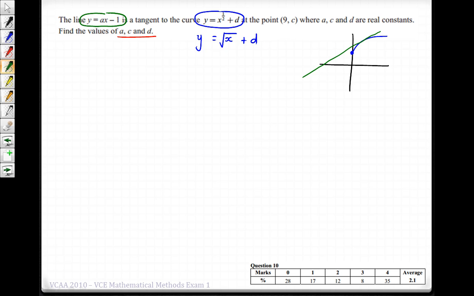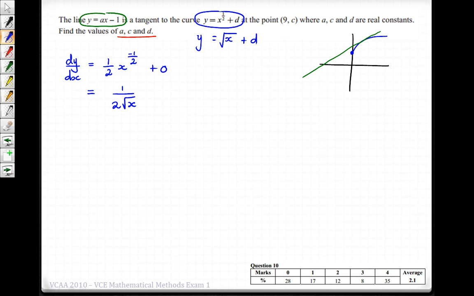So the first thing I'm going to do is find dy/dx. So dy/dx equals, so we had x to the power of a half, so power out the front, 1 off the power, and plus d is a constant, so it goes to 0, so I could write plus 0 there if I wanted. And then my dy/dx is just equal to, so the negative a half just turns it into 1 on 2 root x.